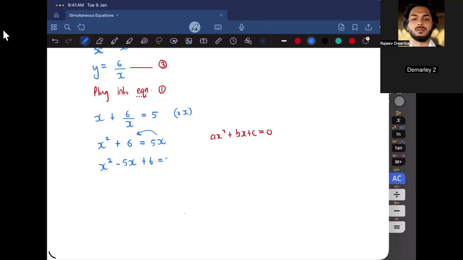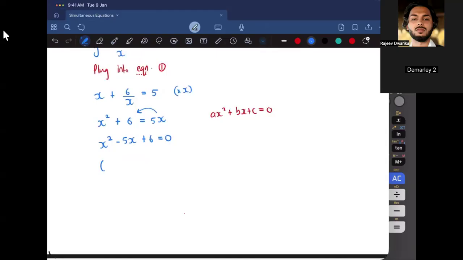On a scale of 1 to 10, how much did that confuse you, if at all? Like 2, not really. So you understand if I move across 5x, it turns to minus 5x. I just put it behind the x squared, so I didn't do anything too crazy.